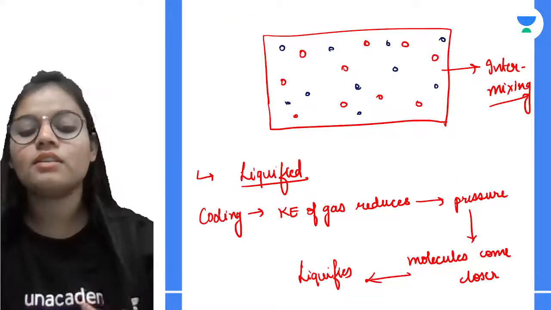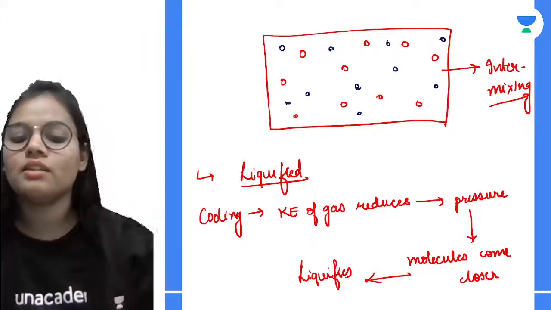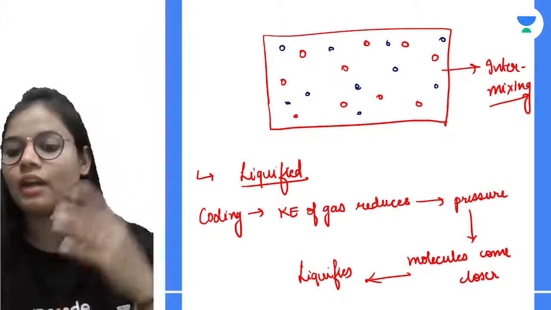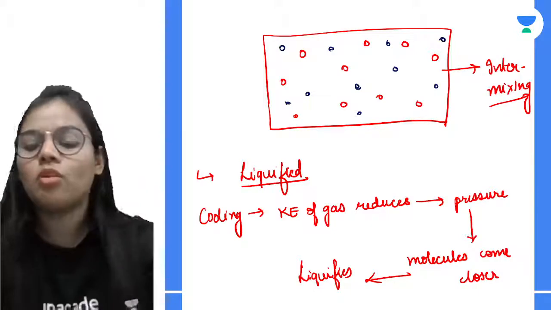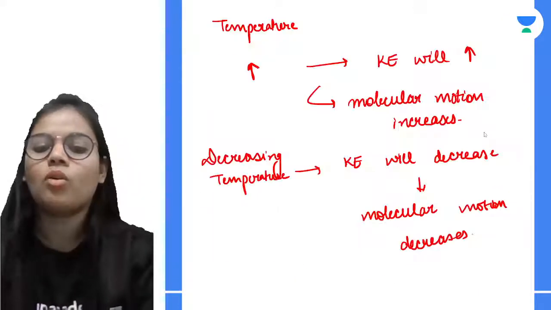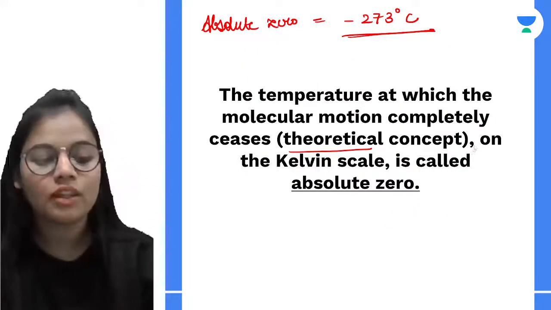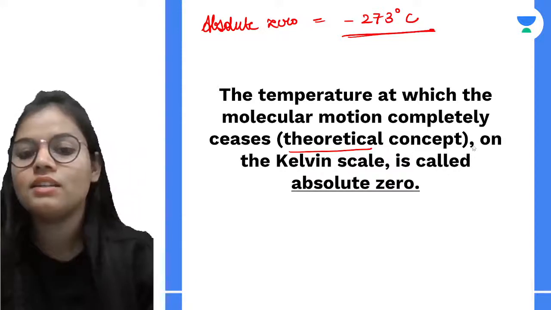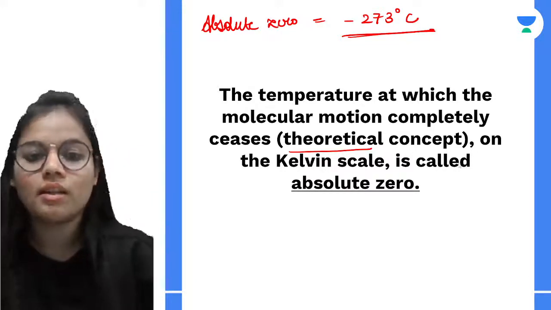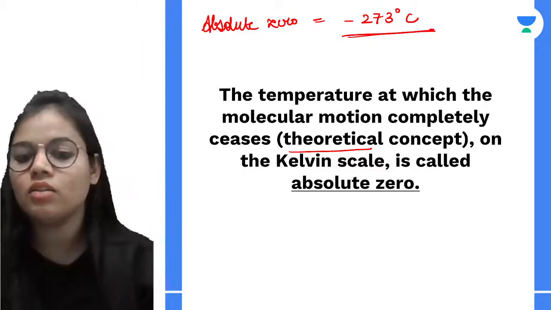Okay. Next is that gases can be liquefied, because when we cool a gas, its kinetic energy reduces, and when we apply pressure, the molecules come closer and the gas liquefies. Then we learned about absolute zero, which is equal to minus 273 degrees Celsius. It is the temperature at which molecular motion completely ceases on the Kelvin scale.